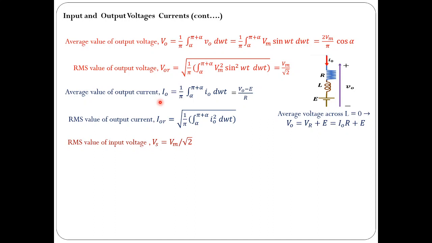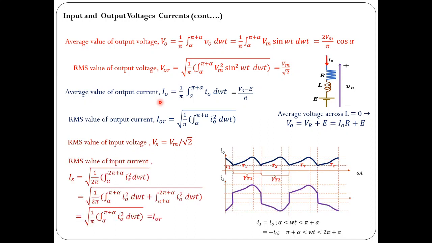The RMS value of input voltage is equal to Vm by root 2, and the RMS value of the input current we can see from the waveforms of I naught and Is. We can see that Is is equal to I naught for omega t from alpha to pi plus alpha, and equal to minus I naught for omega t ranging from pi plus alpha to 2 pi plus alpha. So now find its RMS value. This is the formula for finding RMS value. From this formula you can see that the RMS value of the input current is the same as the RMS value of the output current. So both are equal. This way one can find the input and output voltages and currents, RMS values and average values.